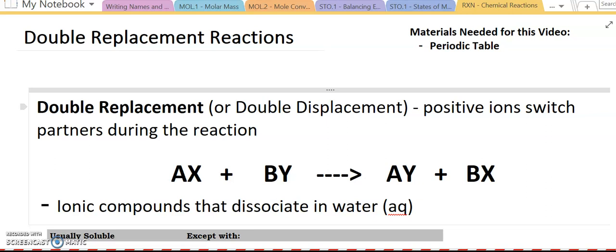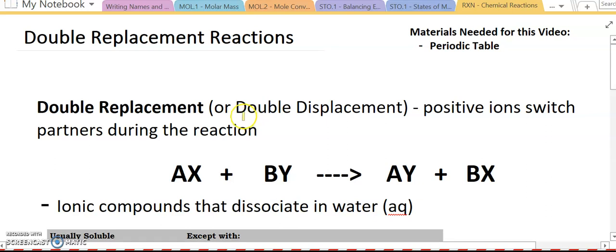Double replacement, or sometimes referred to as double displacement reactions, are where positive ions switch partners during the course of a chemical reaction. Any ionic compound is going to be made up of a positively charged ion paired with a negatively charged ion, and the positively charged ion is always going to be in front. So in these chemical reactions, your positives are going to switch spots.